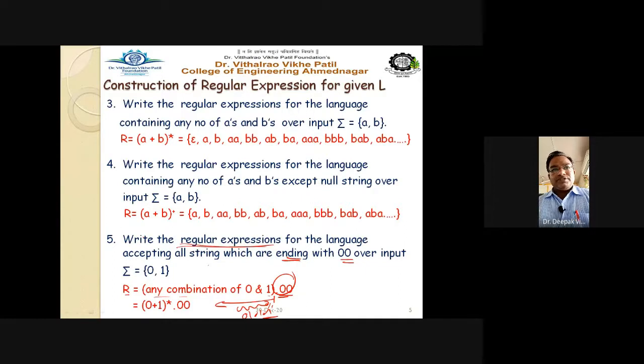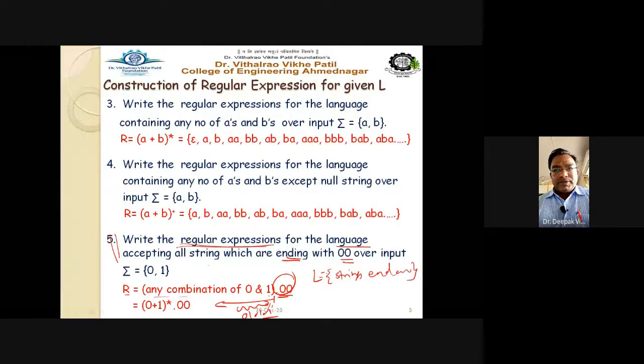And this is nothing but your language. How is the language defined? There is a language L which consists of strings, and these strings end with 00. L is a language that contains all strings that end with 00. And for that particular language, I have to write the regular expression.